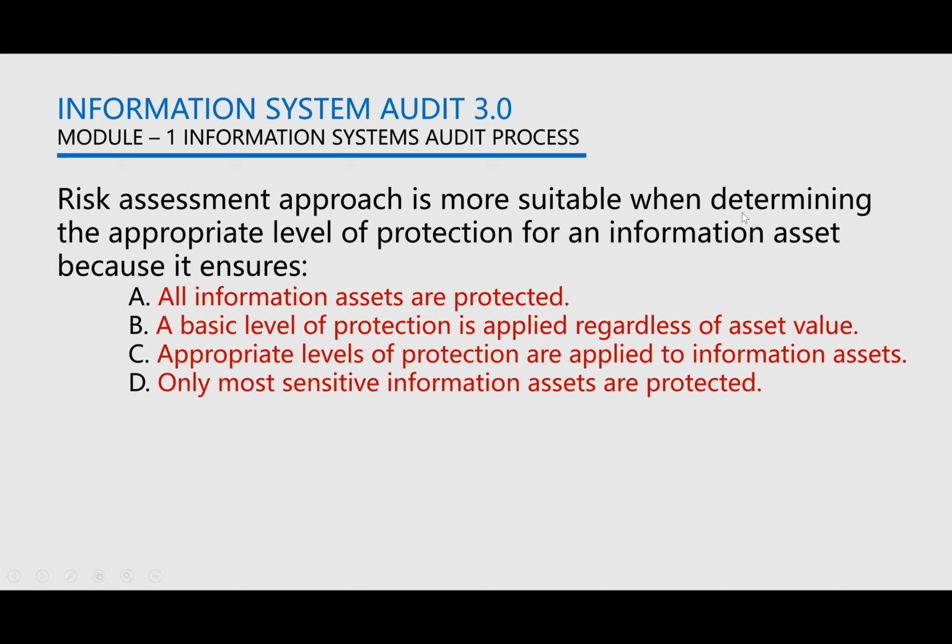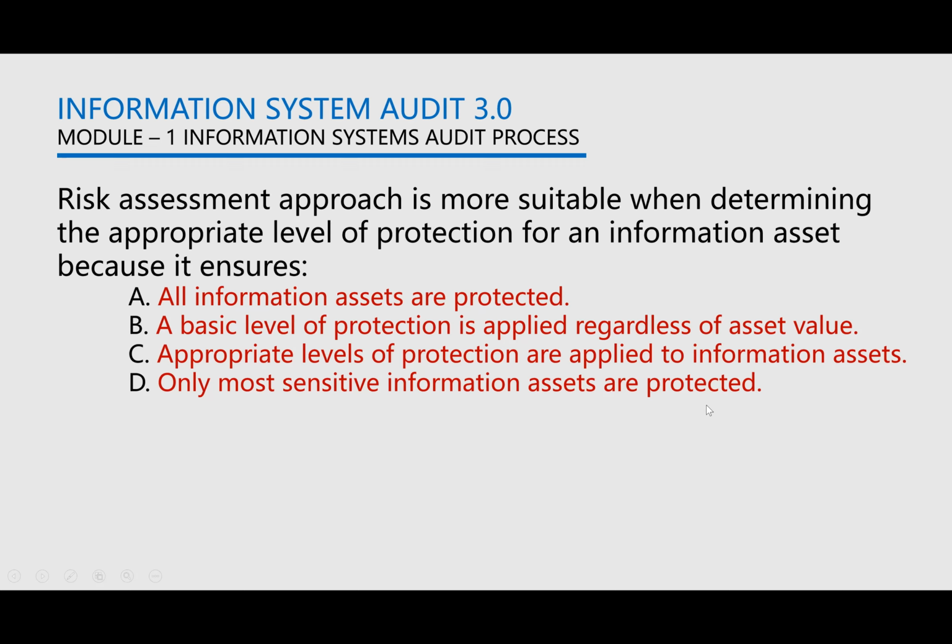Now, again, the word is more suitable when determining the appropriate level of protection for an information asset because it ensures, means it guarantees, it gives you assurance, that all information assets are protected, number one. Second, a basic level of protection is applied regardless of the asset value, should not be considered. Appropriate level of protection is applied to the information assets, and only the most sensitive information assets are protected. Which one could be the answer?